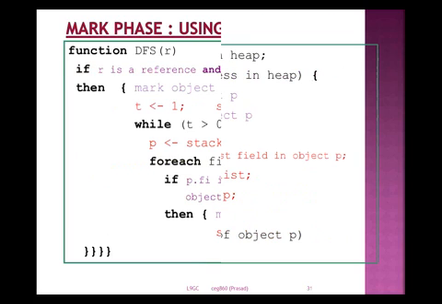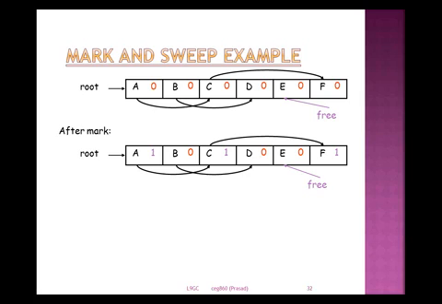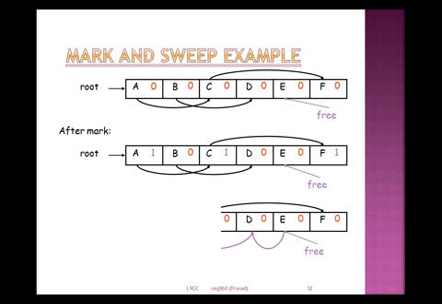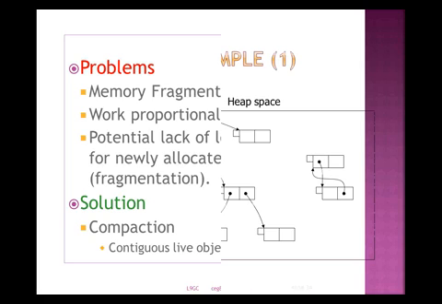This is the mark phase or the mark function. This is the sweep function in a programming language. Then the mark and sweep example. This is the mark and sweep example that is used. After marking, this becomes 1, A becomes 1, C becomes 1, F becomes 1. After sweeping, all the memories are deallocated, that is A is free, C is free, and F is free.